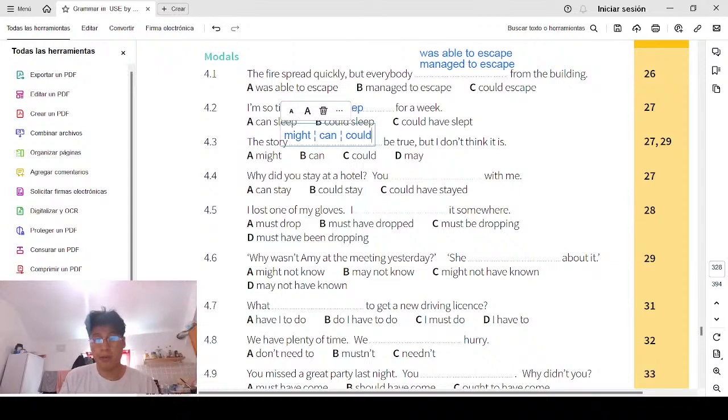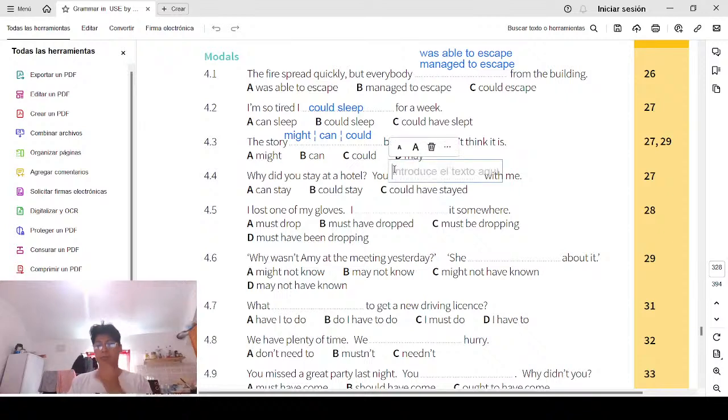For example, the story may be true, might be true because we're talking about possibility. Can because we are talking about something that is possible as well. And could, maybe yes, maybe not, because could is more for a hypothetical situation. Yeah, that section is a little confusing. Check it out. That's why it has two units. Next one.